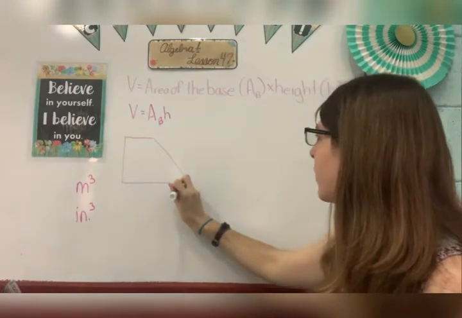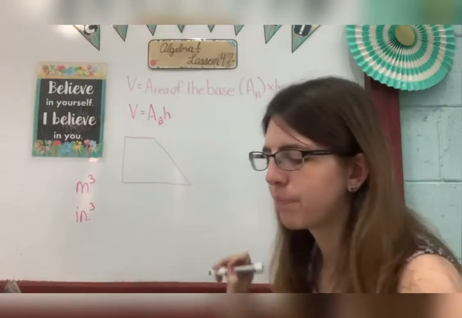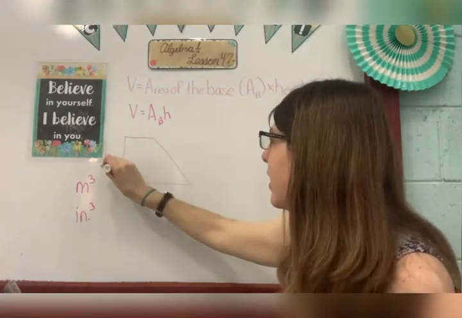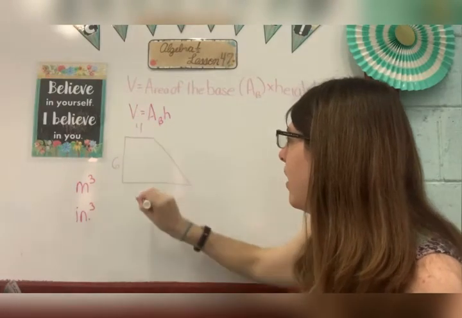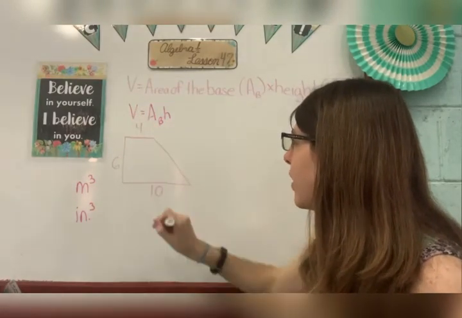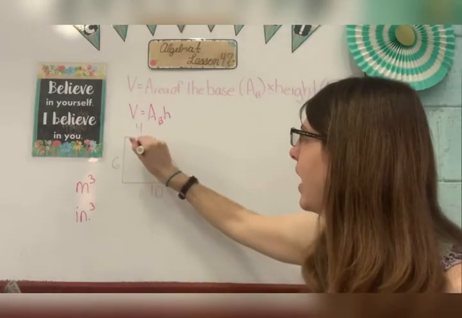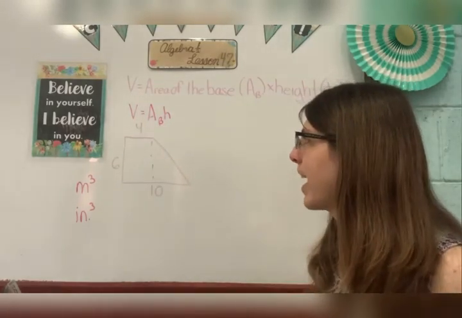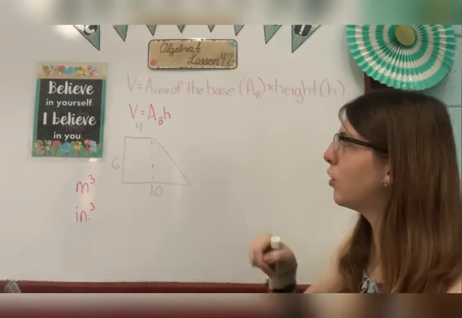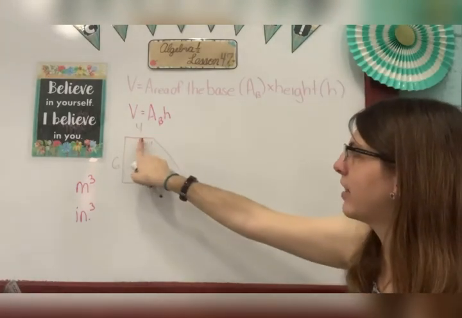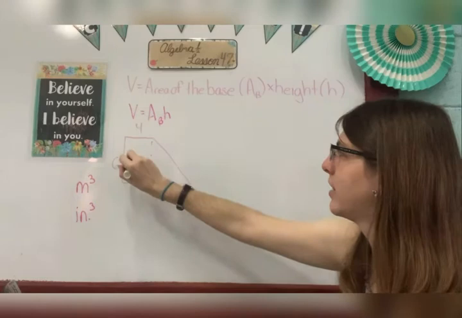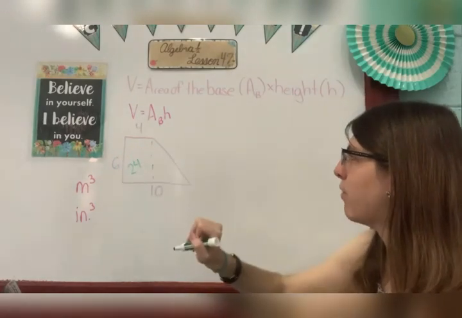Okay. So there's your shape. It tells us this is 6, this is 4, and this whole thing is 10. So we're going to divide this into a rectangle and a triangle. I know that for a rectangle, my area is length times width, so it's just 4 times 6. So my area here is 24.